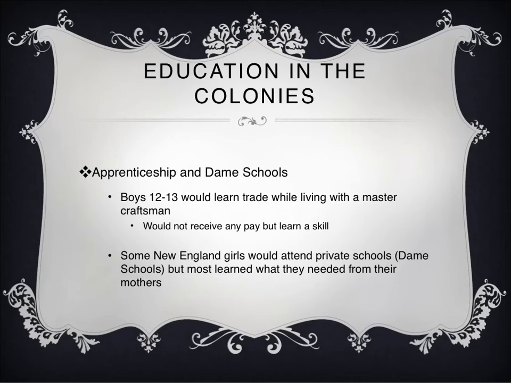Now, that applies mostly to boys. Remember up in New England, most of the schools are teaching boys. So some New England girls would attend private schools called dame schools. All right, these are going to be in women's homes. They're going to teach them probably all the things that's necessary for a young woman to learn. Most of those dame schools are going to be for mostly wealthier young girls. They're going to learn how to maybe host social functions and all the manners and skills that a young woman would need. Maybe to get married off to one of the gentry class.